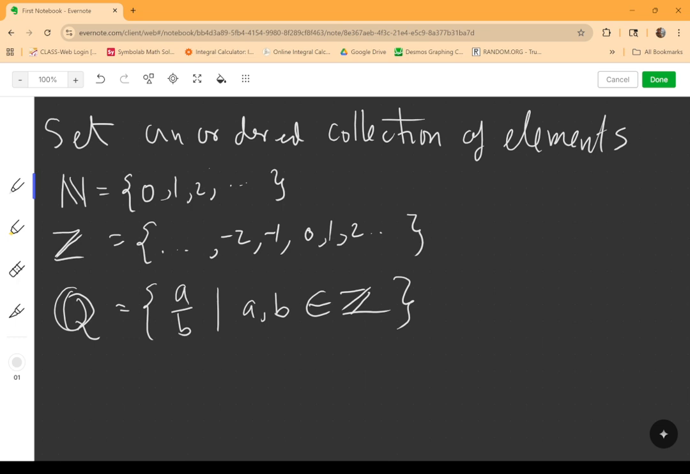And then we have R, which is the set of all real numbers. There's no set builder notation here, and it has a lot to do with the way the real numbers are defined. They're what we call uncountable, so we can't really put them in order. There's no way to write a set builder notation, and we just state that it's the set of all real numbers.